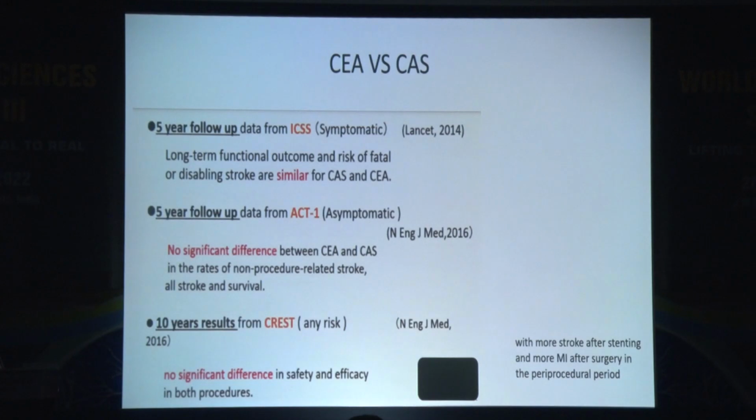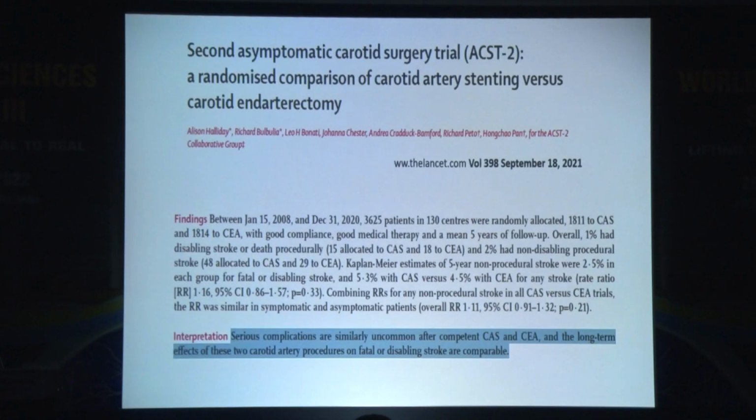Previously there were many randomized trials targeting symptomatic and asymptomatic patients. They found no significant difference in terms of the safety and efficacy of this procedure. However, most of the trials targeting the symptomatic favored CEA as compared to CAS, that is carotid artery stenting, and they found more stroke after the stenting and more MI after the surgery in the peri-procedural period. This is the recent ACST trial, which showed there was no significant difference in the complication rate between CAS and CEA.